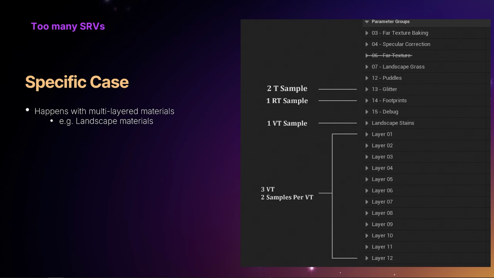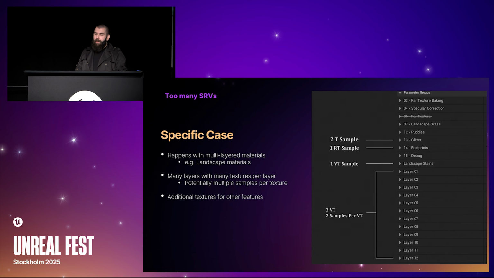how SRV count can accumulate. And our specific example is the aforementioned landscape material. As you can see, we have up to 12 layers. Each of them had 3 virtual textures with 2 samples per VT. And then we would have other features like landscape stains, footprints, which was a render target. We would have glitter, which added 2 texture samples. So with that, it can easily accumulate, especially if you have heavy layered materials.